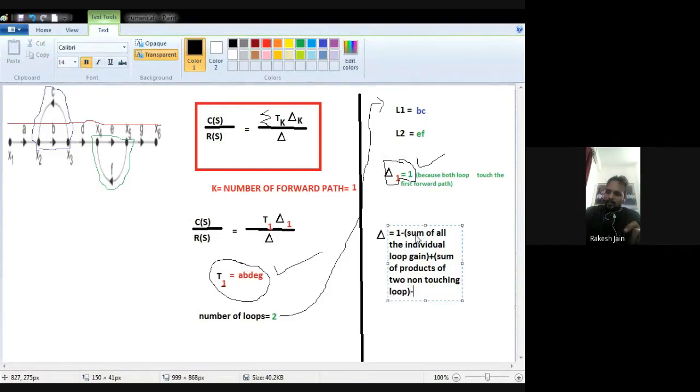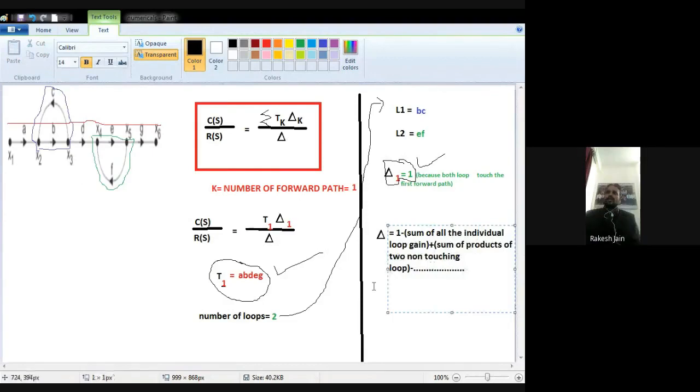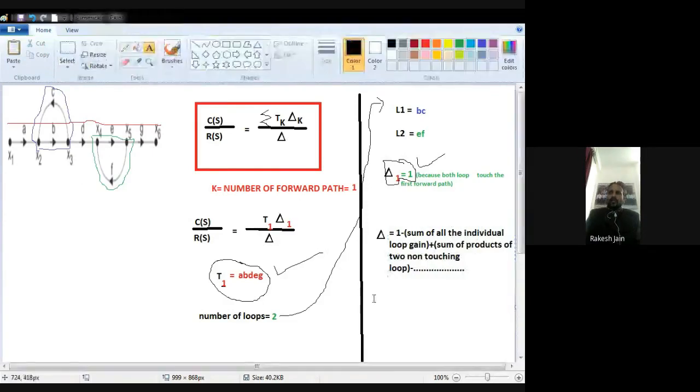Minus, and so on. It will continuously increase. Sum of two non-touching loops, sum of three non-touching loops, and so on like this. So 1 minus the sum of all the individual loop gains, plus the sum of products of two non-touching loops, minus the sum of products of three non-touching loops, and so on.